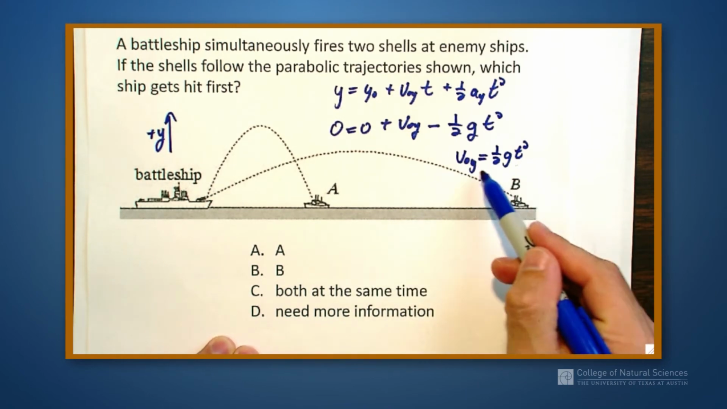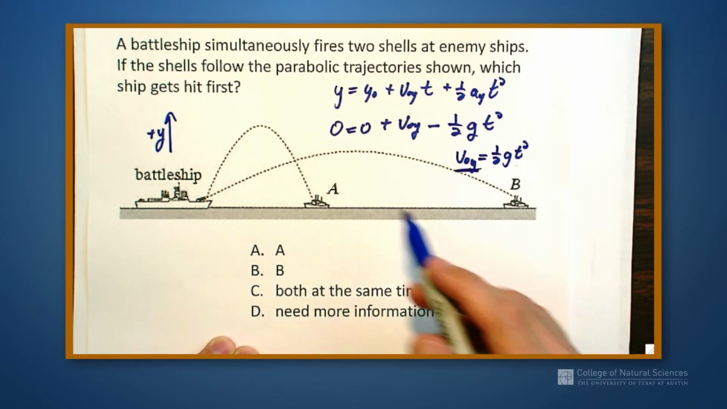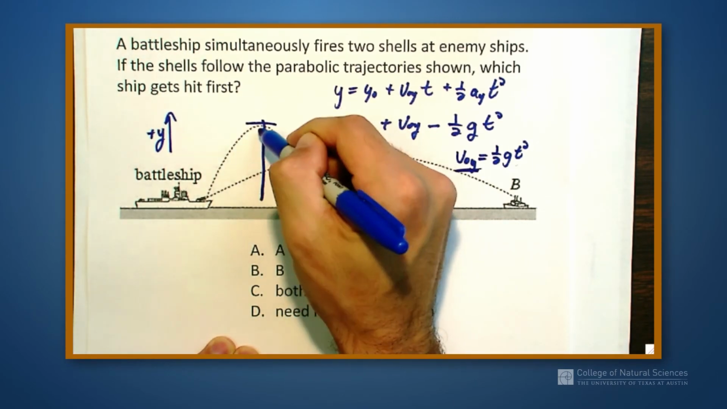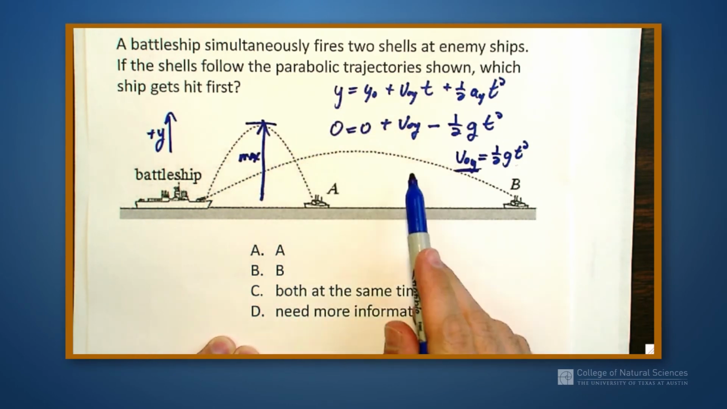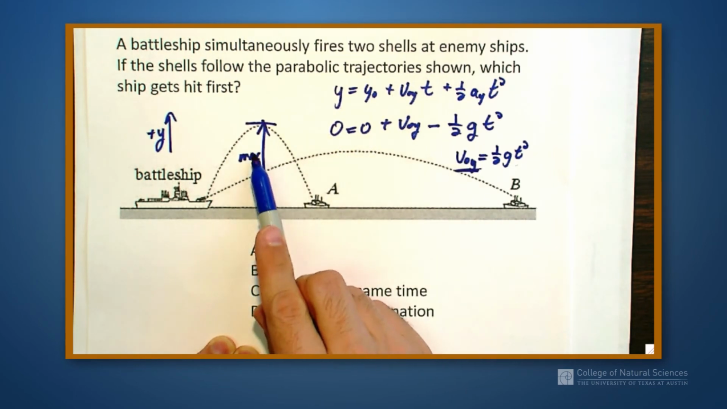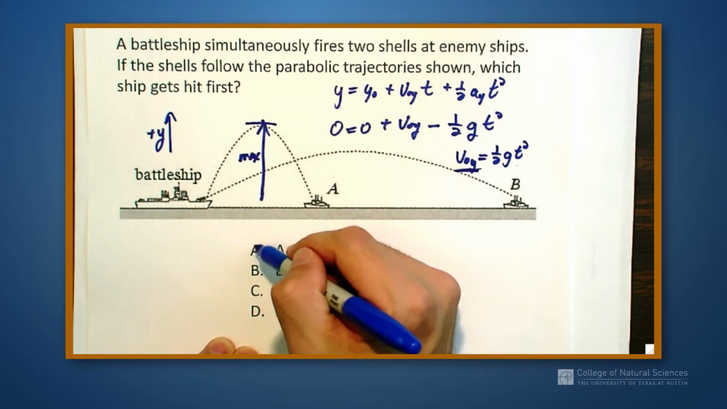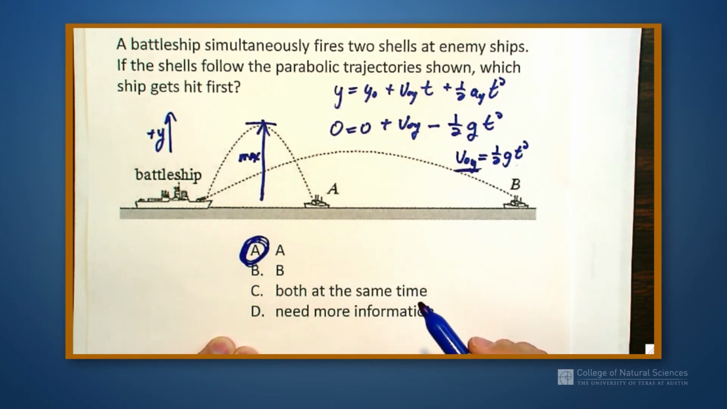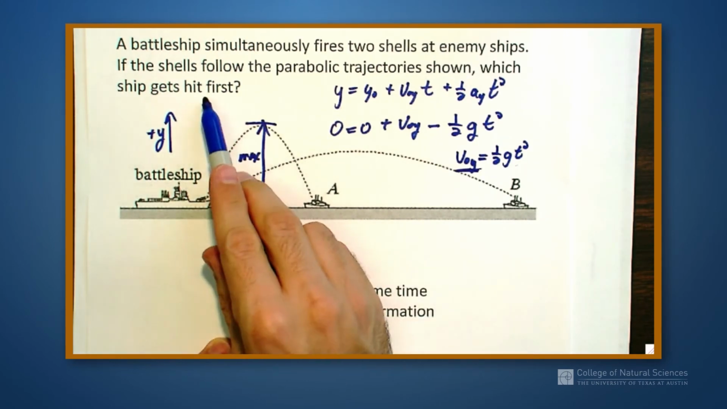So really, the one that has the largest initial velocity is going to be the one that has the largest max height, and the largest one with the max height is actually the one that stays in the air longest. So our correct answer is not A. A is the one that gets hit second.